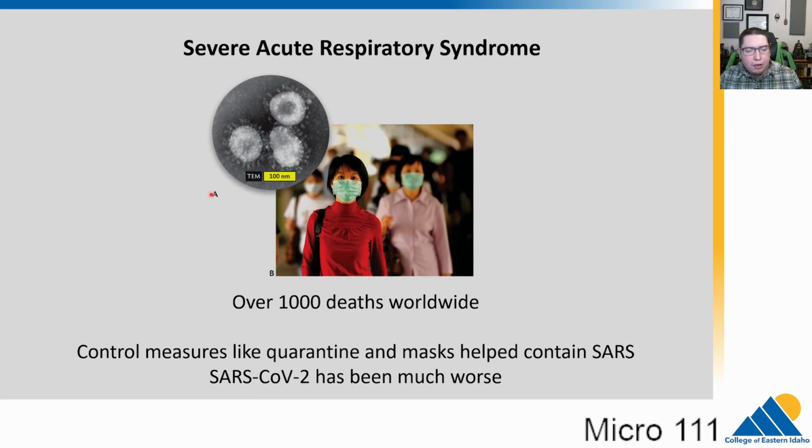This outbreak led to over 1,000 deaths worldwide. We quickly instigated things like quarantine and masks to help contain SARS, and it was easier to contain because of some of the genetic properties of it. It didn't spread quite as easily as the new virus that we've had recently, SARS-CoV-2, which has been much worse as we've seen. It's very easily transmitted.